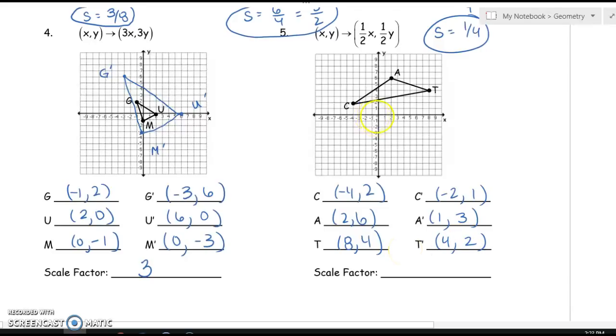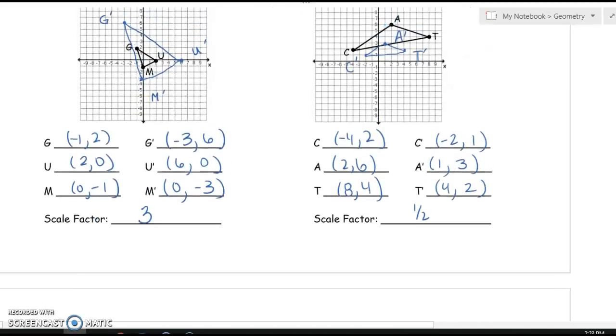And so we're going to plot those. -2, 1 is C prime. 1, 3 is A prime, and then 4, 2 is T prime. Connect those points together, you can definitely see it got smaller, and again our scale factor is whatever we're multiplying by, which in this case is 1/2.